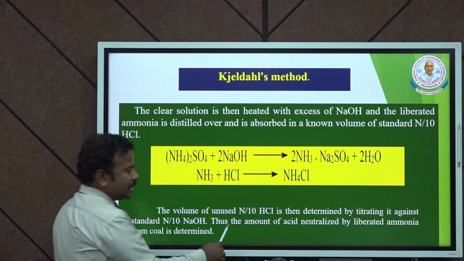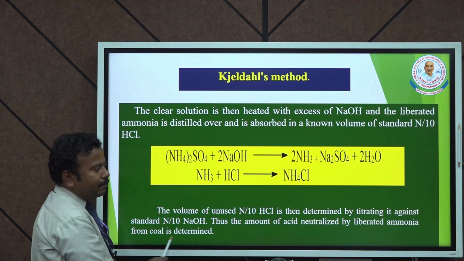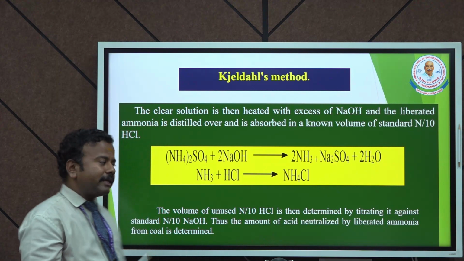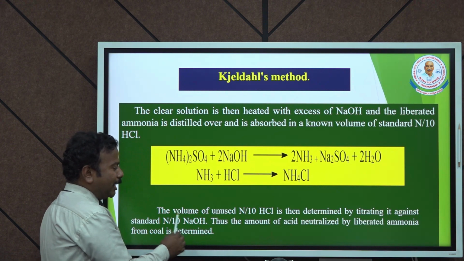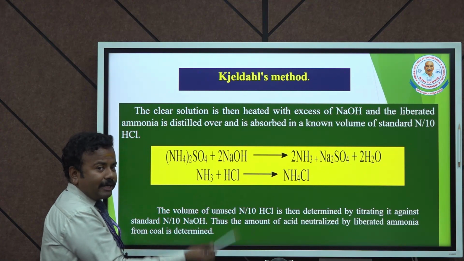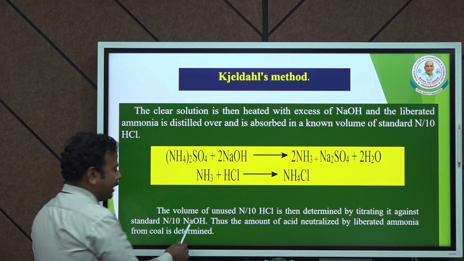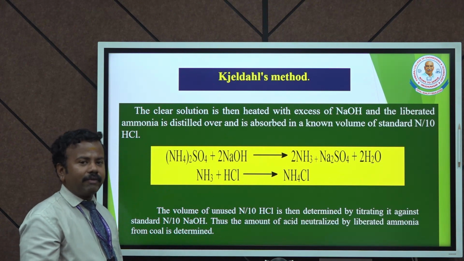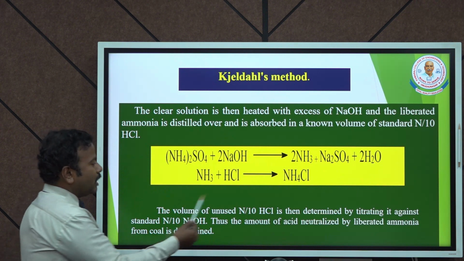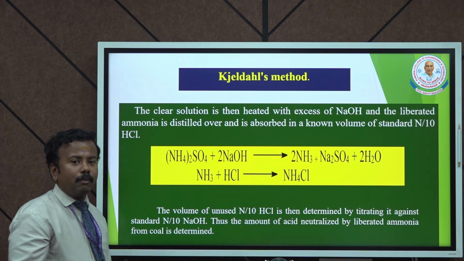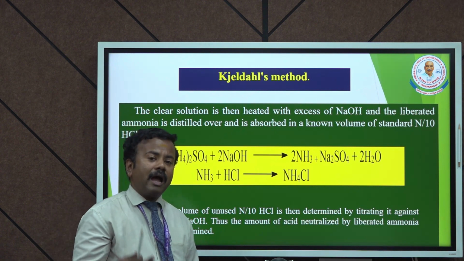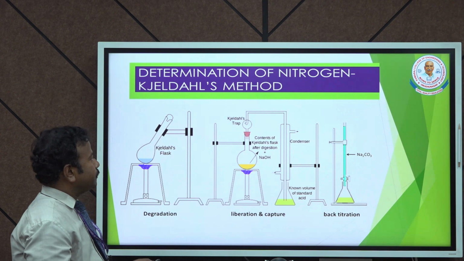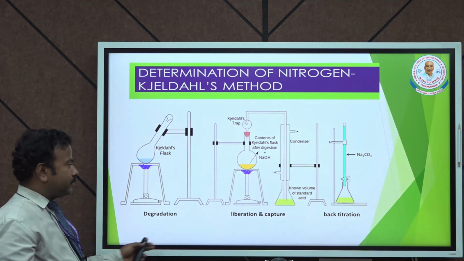Thus the amount of acid neutralized by the ammonia liberated from the coal can be determined. The unused HCl is titrated with N/10 NaOH, and there we get the titration value. From that we can find the nitrogen content, or how much ammonia gas was liberated, and the amount of ammonia or nitrogen can be calculated easily. So this is the Kjeldahl method.